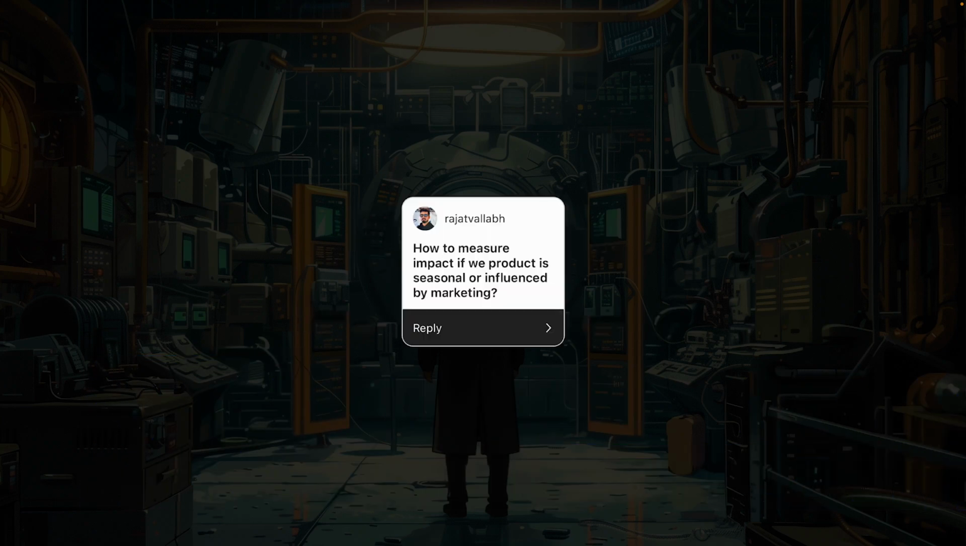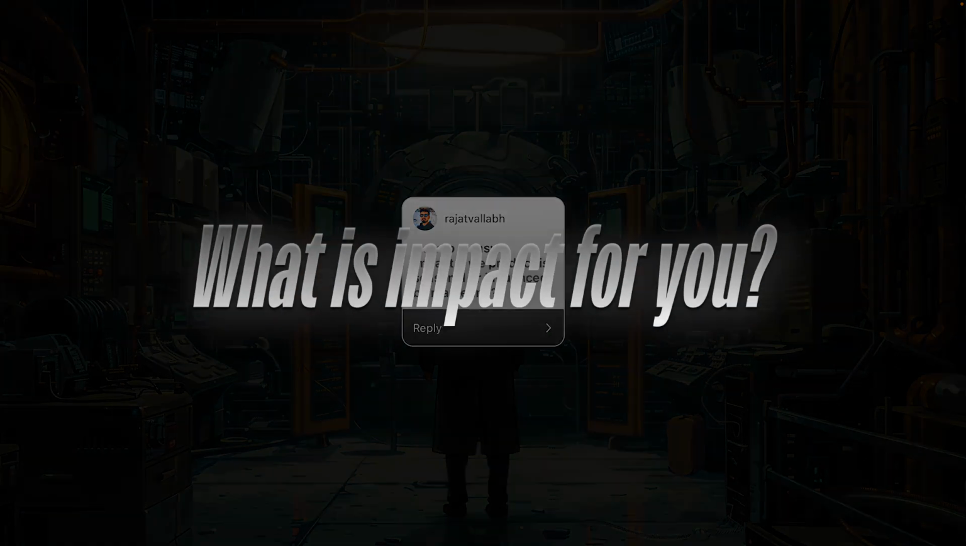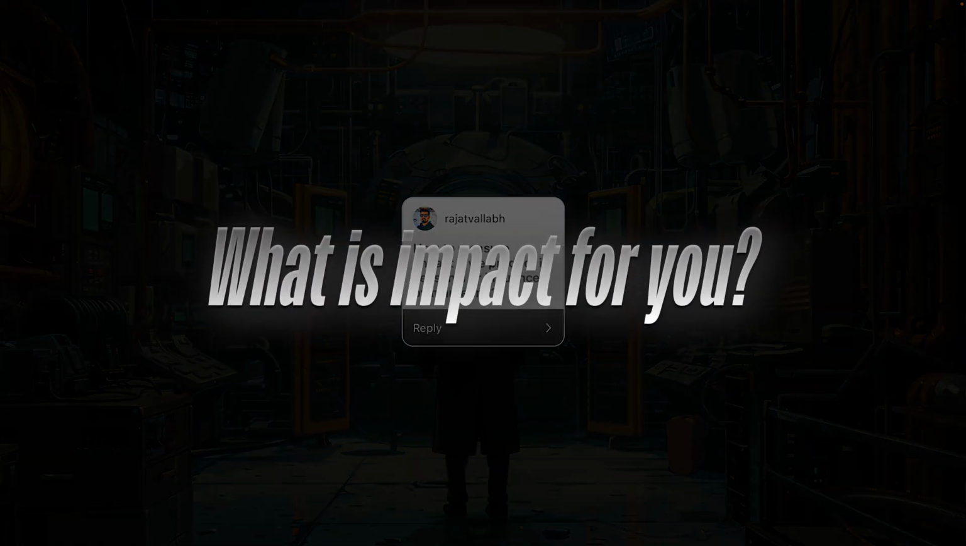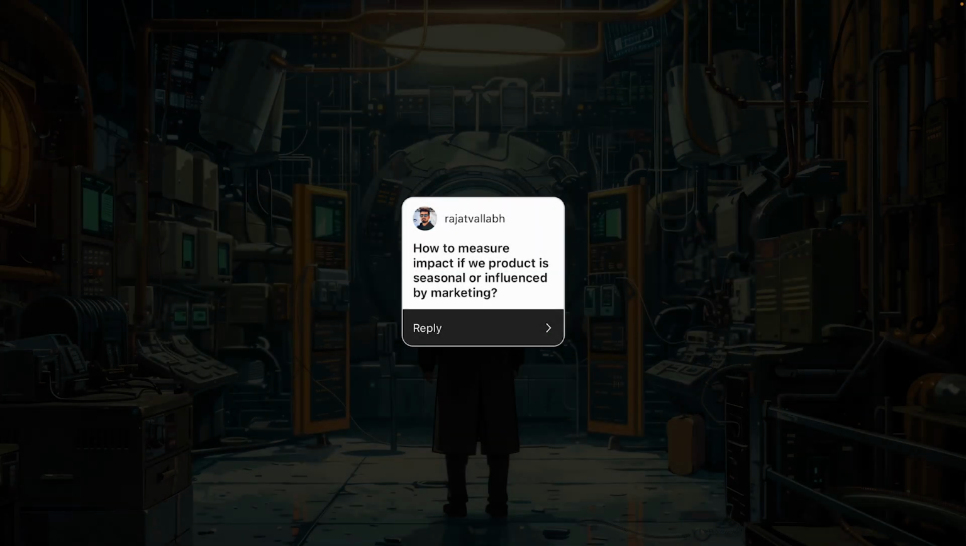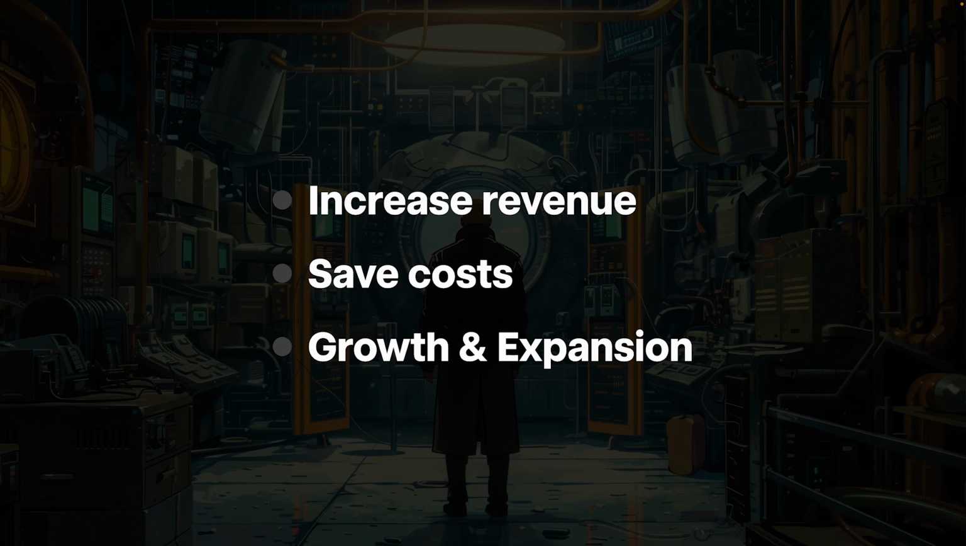Now I got this one more question where we're talking about how to measure impact if the product is seasonal or influenced by marketing. Right? So in this case again, this is a very detailed question, but here the whole point is around what is impact for you, right? When you say how to measure impact, what is impact for you? And again, it comes down to this. Is impact increasing revenue? Is impact saving costs? Or is impact growth and expanding, reaching more people, solving a problem for more people? What is impact for you, right? It doesn't matter who is doing it.